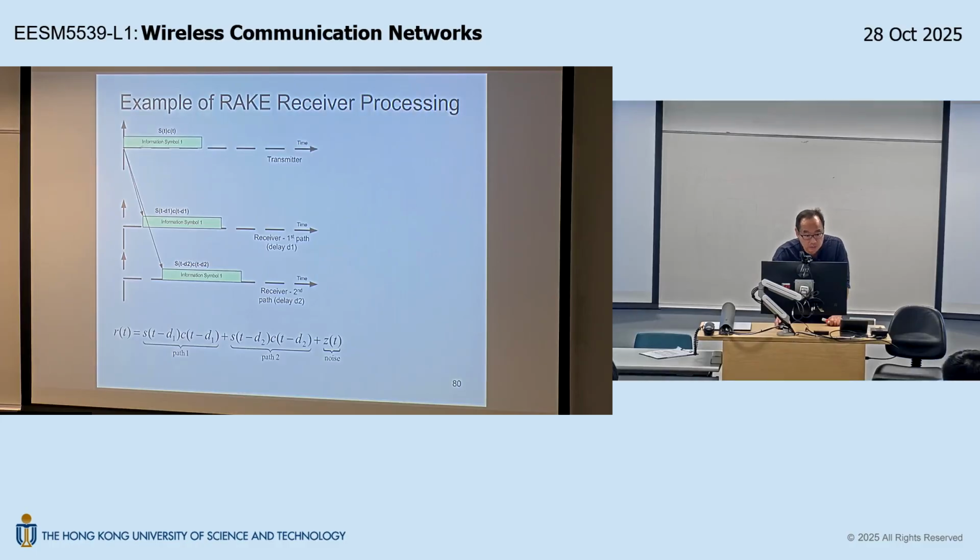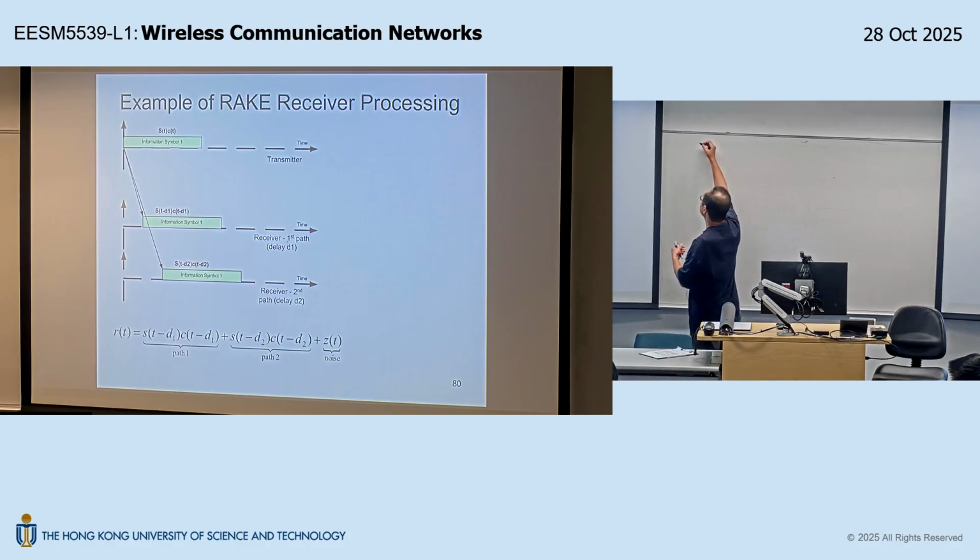So these broken pieces reach the receiver through two resolvable paths. This is the first resolvable path with a delay D1. This is the second resolvable path with delay D2. And at the end, the receiver will receive a mixture of these two. Is that okay? So in terms of the equation, let's also consider fading.